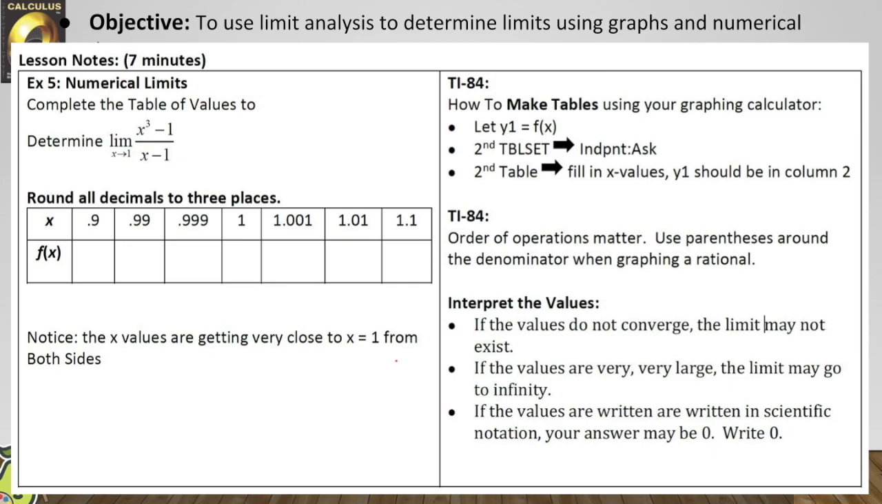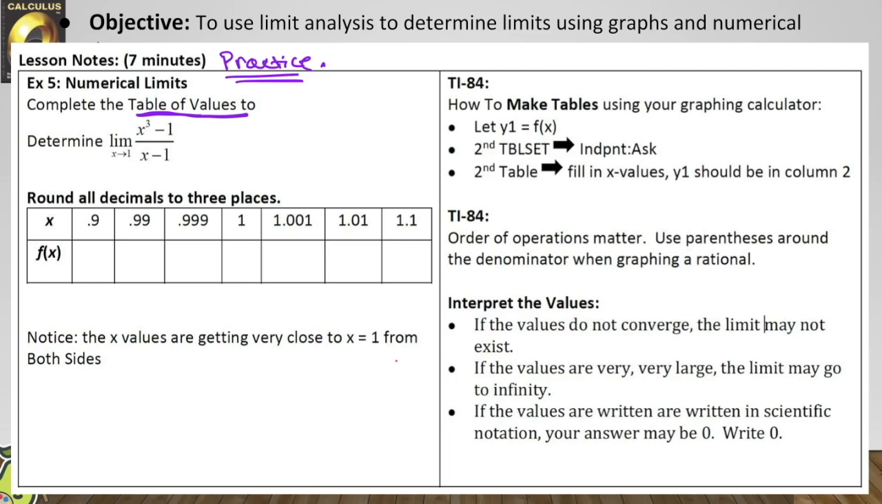So for the last part of our lesson, we are going to make a table of values to look at our numerical limits. So get your calculators out because you need to practice making tables of values. The only way that you're going to be able to get this is through the practice. So get those calculators out so that I can discuss how to use it with you.